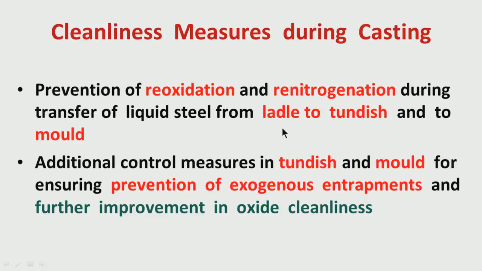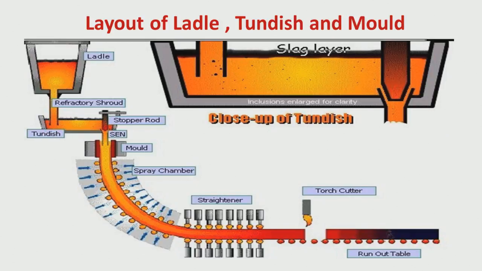One is, whatever improvement has taken place, there should be no deterioration, there has to be no reoxidation, no renitrogenation. Moreover, there has to be prevention of exogenous entrapment. Additional exogenous entrapment should not get entrapped or entrained in liquid steel, so that the oxide cleanliness does not deteriorate. So, we have to be careful about those. I have told you that this is the layout. So, this is the ladle, then there is a Tundish, and then there is a continuous casting mold.